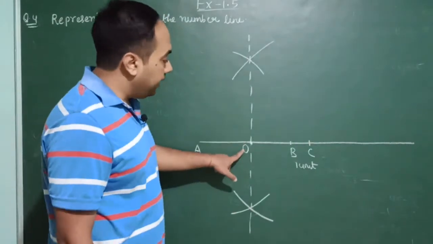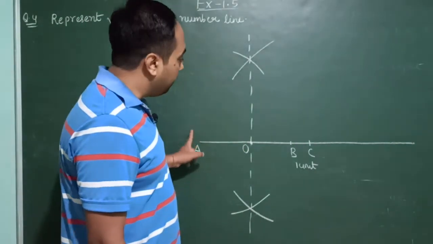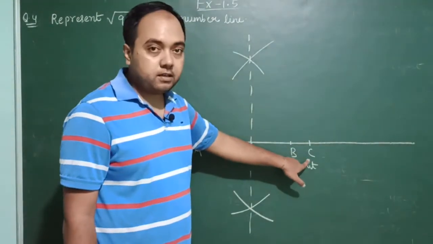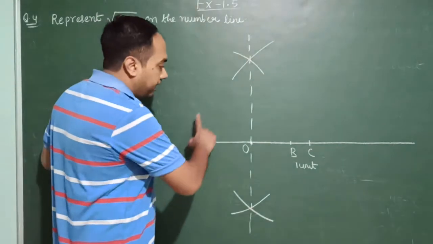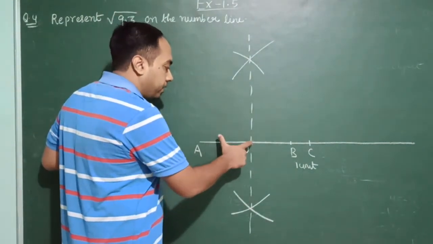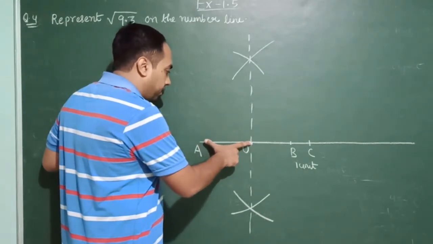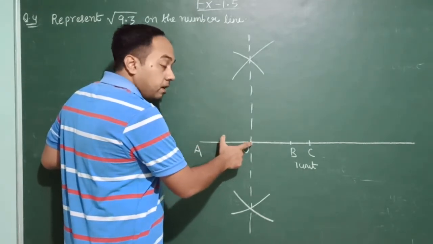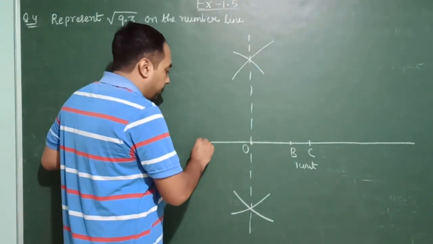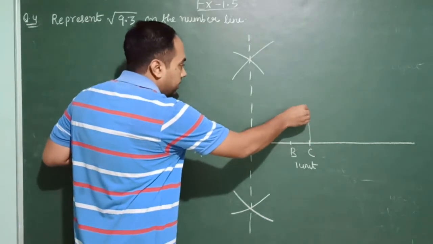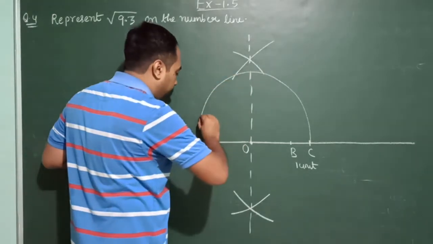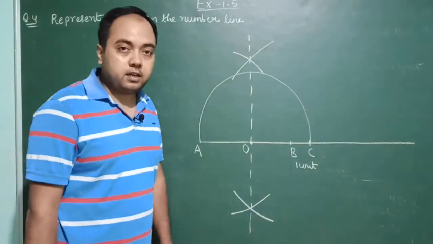Now once you have obtained the midpoint, the next thing you will do is draw a semicircle which intersects point A and point C. For drawing a semicircle, we'll place the needle of the compass at point O and pencil at point A, and then we'll draw a semicircle which intersects point A as well as point C.